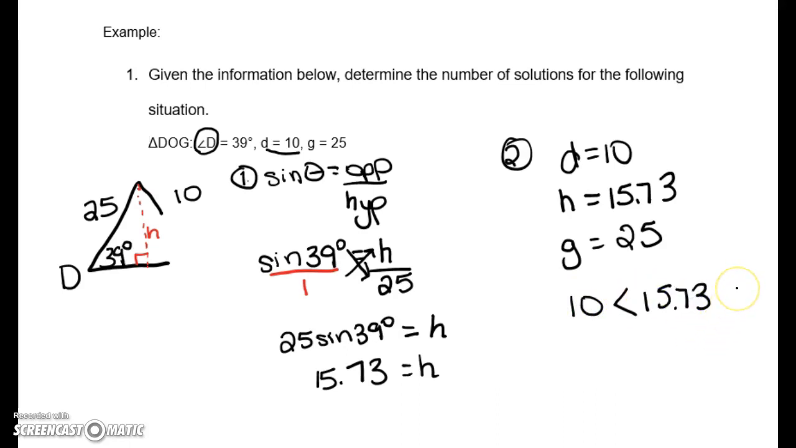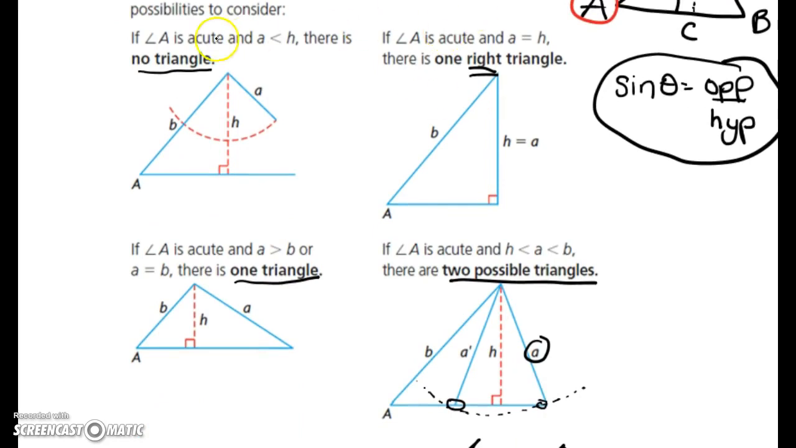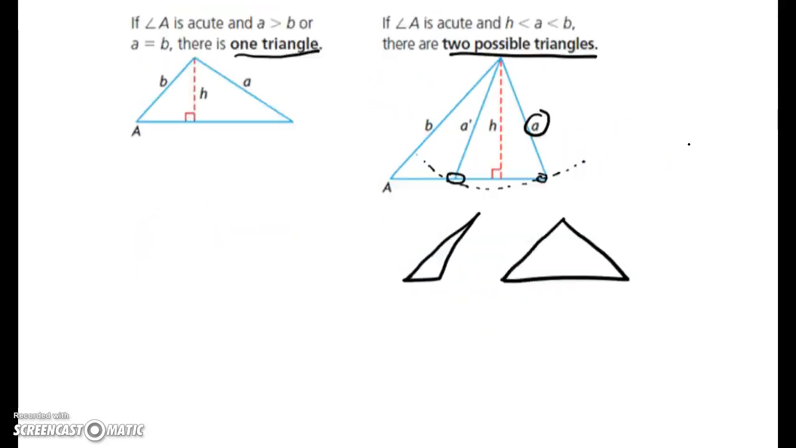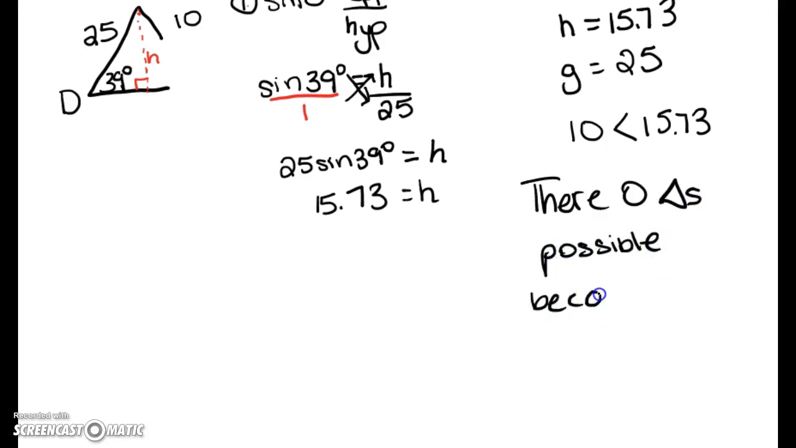So then you can go back up to your little cheat sheet up above and figure out which case this is. So here what it says, side A is less than your height. In this case we had side D was less than your height. Then there's no triangles possible. That's awesome because that saves us a whole lot of work because then we don't have to solve any triangles. Life is great. So we'll scroll back down and we will say there are 0 triangles possible because side D is less than the height.